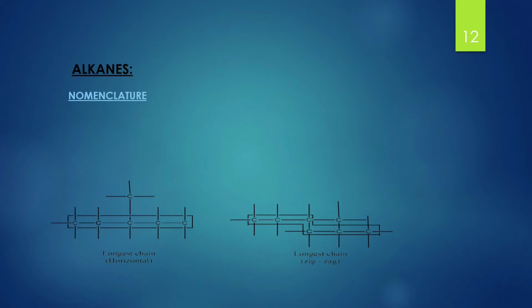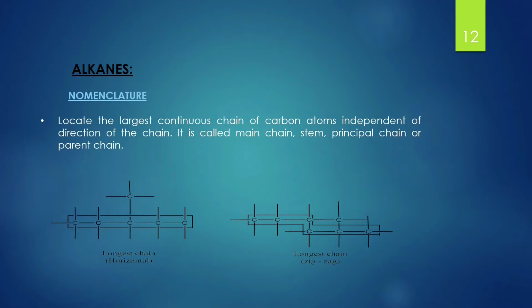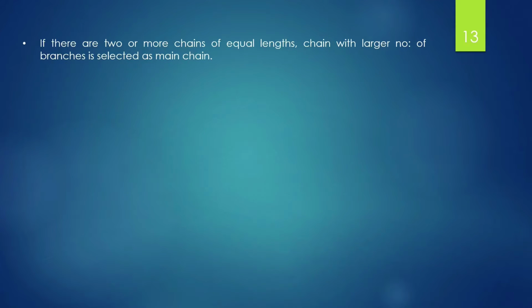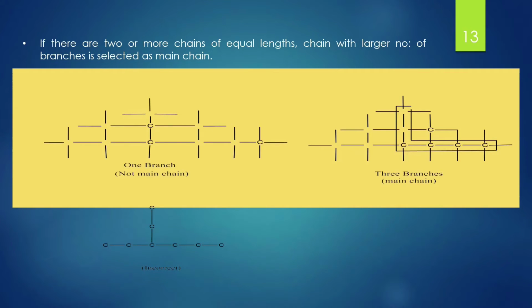In case of IUPAC names of alkanes, we have to follow certain rules. For example, first rule is locate the largest continuous chain of carbon atoms independent of direction of the chain. It is called main chain, stem, principal, or even parent chain. The example has been shown below. The second rule is if there are 2 or more chains of equal lengths, the chain with the larger number of branches is selected as the main chain. It has been illustrated in the example again.